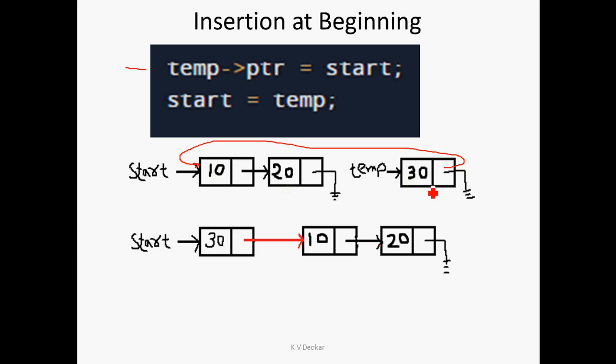Now 30 is our first node, but it is not pointed to by the start. So we have to update the start. How to update the start? We'll make start equal to temp. Now this start will point to temp, so start is nothing but 30. Now 30 is pointing to 10 and 10 is pointing to 20. So this is the structure: start is 30, 30 is pointing to 10, node 10 is pointing to 20, and 20 is null. This is the insertion at beginning with the help of these two important lines in the C program code.